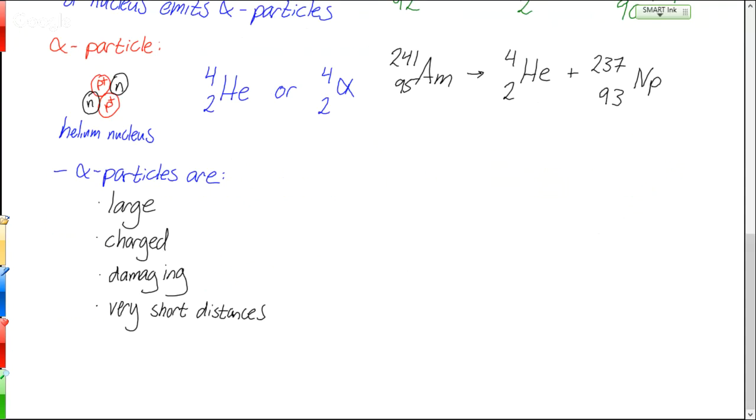Even if we put it right on our skin, the very first layer of anything will absorb those, and we'll do some tests in lab that show that. Alpha particles are really easy to block, so they don't really make it through anything.